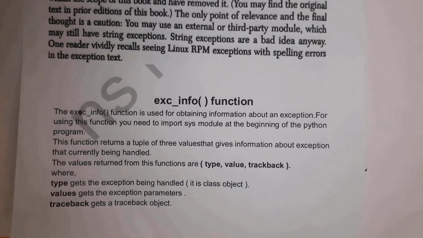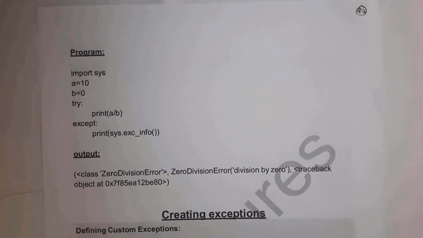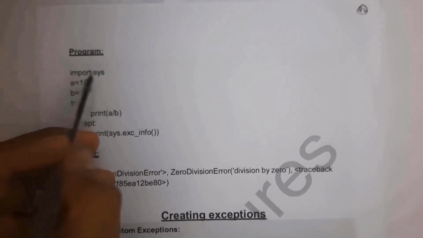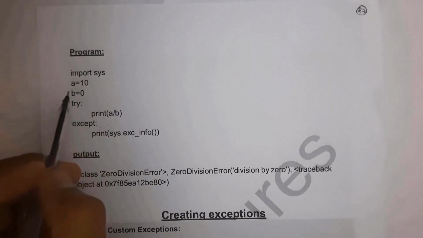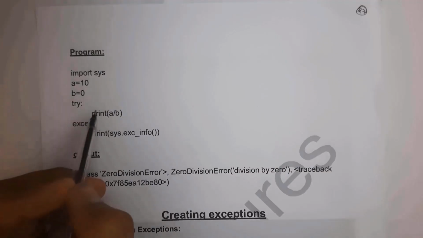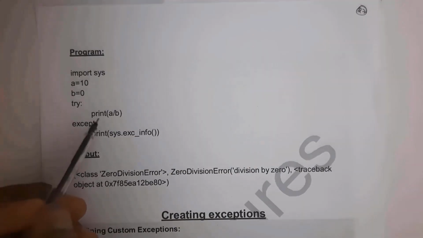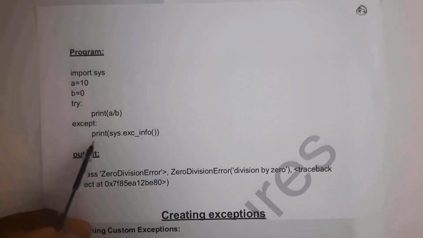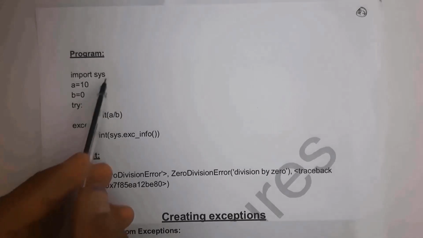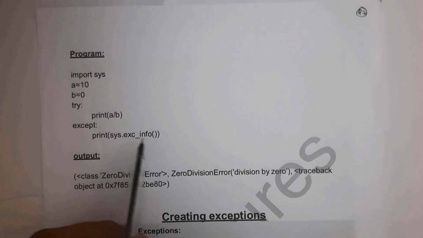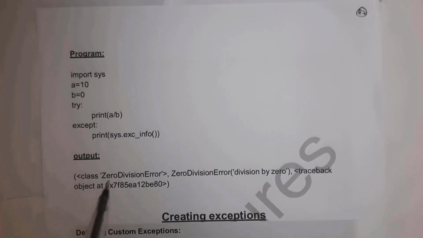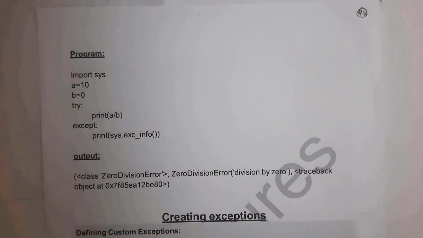I will give an example so that you can clearly understand what is use of this exc_info function. This is example. In order to use exc_info function, at first you need to import sys module. So at first I written import sys, and next I written a equal to 10 and b equal to 0. Now inside try block I written print a by b. I already said before, we cannot divide any number by 0. If we divide any number by 0, it will display exception. Inside try block I written print a by b, and next inside except block I written print sys dot, where sys is this module name, so sys dot exc_info, where this exc_info is function, so take brackets.